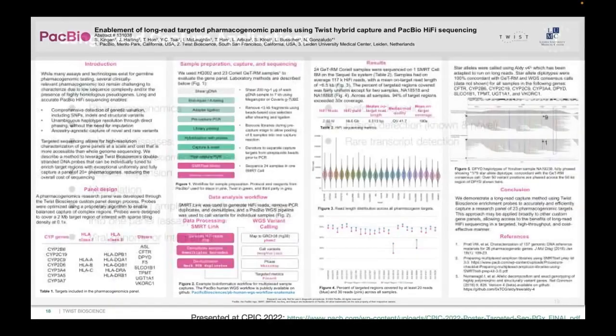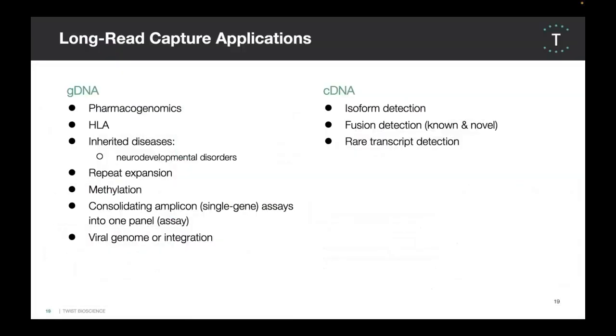And for the long read capture application, so far we have been working with various customers. We have worked with pharmacogenomics panels and HLA panels. We have also done a lot of inherited disease panels that focus on neurodevelopmental disorders, for example FMR1, or whatever genes are difficult to capture with short read. We have demonstrated it can be easily done with long read.